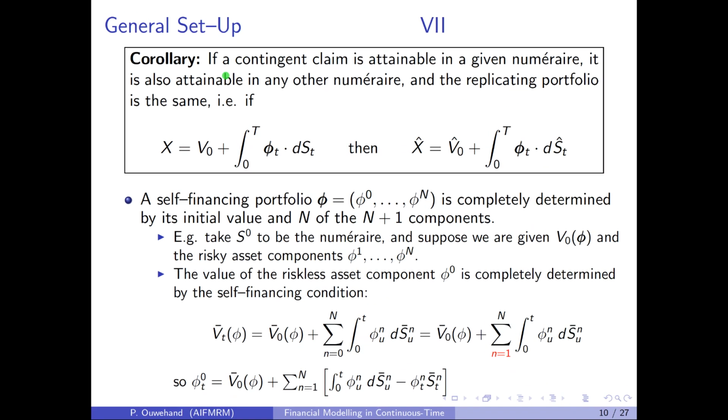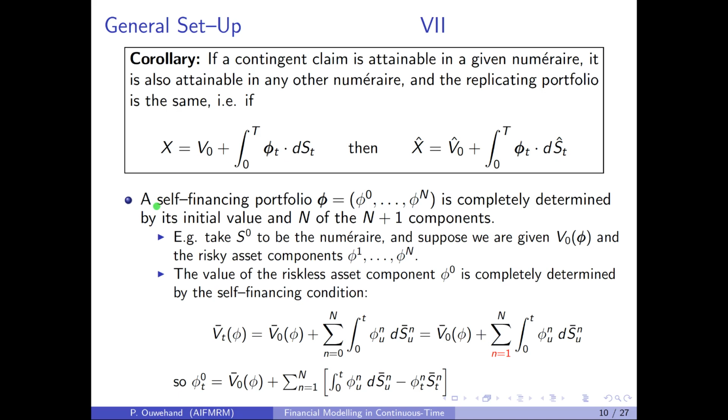As an immediate corollary, we obtain the following result. If a contingent claim is attainable in a given numeraire, it is also attainable in any other numeraire, and the replicating portfolio is the same. In other words, if X can be represented as V0 plus the stochastic integral from 0 to capital T of φ with respect to S, then X hat is equal to V0 hat plus the stochastic integral of φ with respect to S hat.